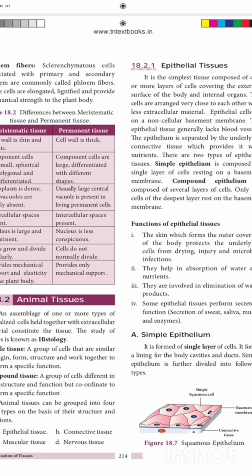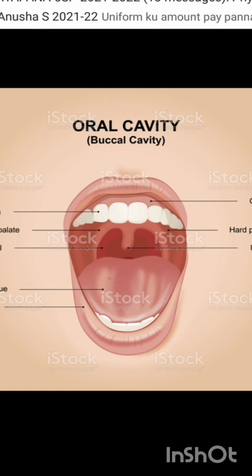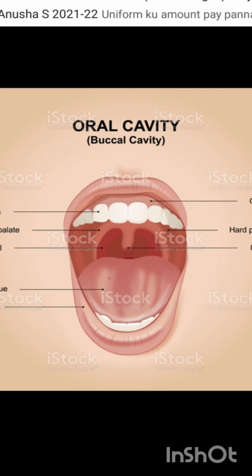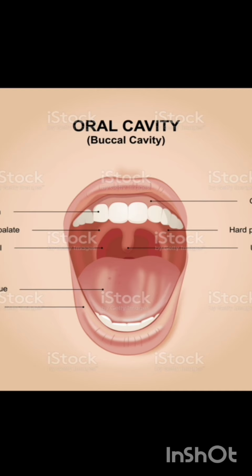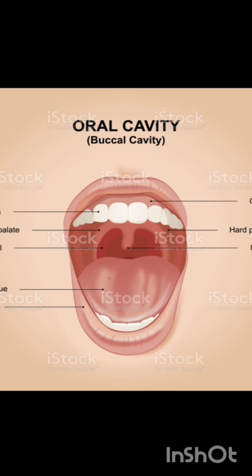Let's see simple epithelium at first. It is formed of a single layer of cells. It forms a lining for the body cavity and ducts. Simple epithelium is further divided into following types: squamous epithelium, cuboidal epithelium. The squamous epithelium, we are going to see it now. It is made up of thin flat cells with prominent nuclei. These cells have irregular boundaries and bind with neighboring cells. The squamous epithelium is also known as pavement membrane, which forms the delicate lining of the buccal cavity.